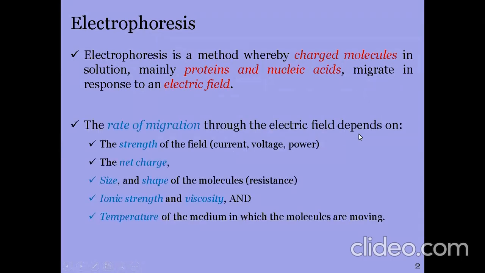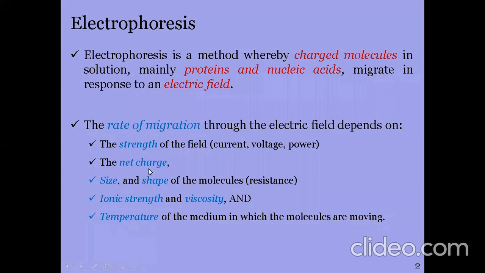The rate of migration through the electric field depends on the strength of the field. It depends on the current, the voltage, and the power. So current, voltage, and power are determinants for the migration. The higher these determinants of the field are, the higher the rate of migration will be. It will move faster if the current is more, or voltage is more, or power is more.